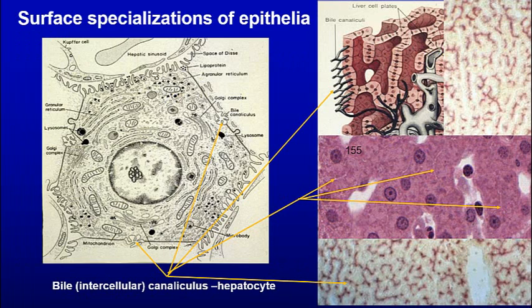In the hepatocytes, here we see a series of hepatocytes. Not only do you have the lumen where the blood vessel is, which you see here and there and in here, but also there's a bile canaliculus.